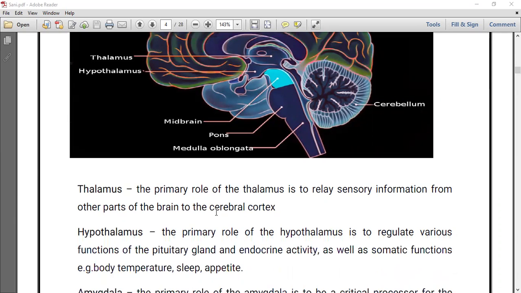Number one, the thalamus. The primary role of the thalamus is to relay sensory information from other parts of the brain to the cerebral cortex, which means that the thalamus plays a vital role in relaying sensory information from other parts of the brain to the cerebral cortex. It plays a very important role in sensory information.